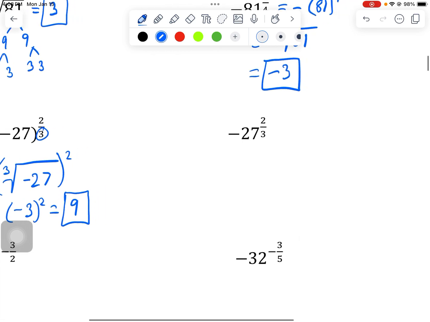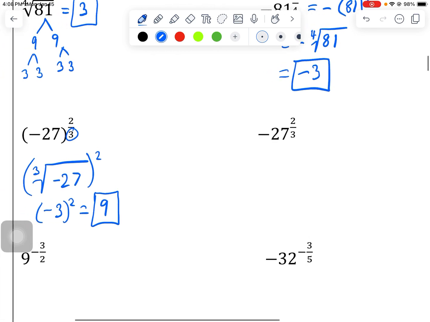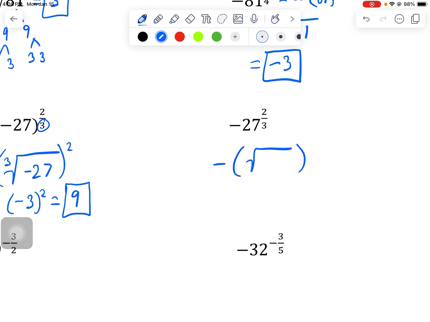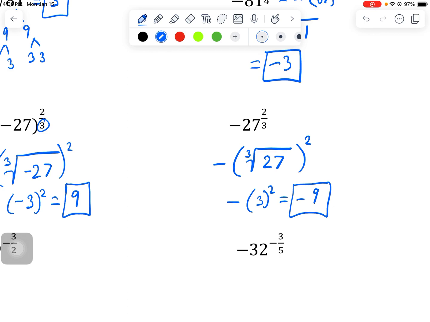Over here, we got -27 to the 2/3. So this time I'm going to do the exact same thing, except for the fact that the negative has to stay outside. So I'm going to put this in parentheses. It's the cubed root of 27 squared. But the squared is on the outside, the negative has to stay on the outside because it wasn't included with the rational exponent. So now it's going to be -3 squared. And you have to remember order of operations. Exponent comes before multiplication. Technically, this negative is like a -1 multiplying with it. So we have to do the exponent first, which would give us 9, and then it's -9 for the final answer.